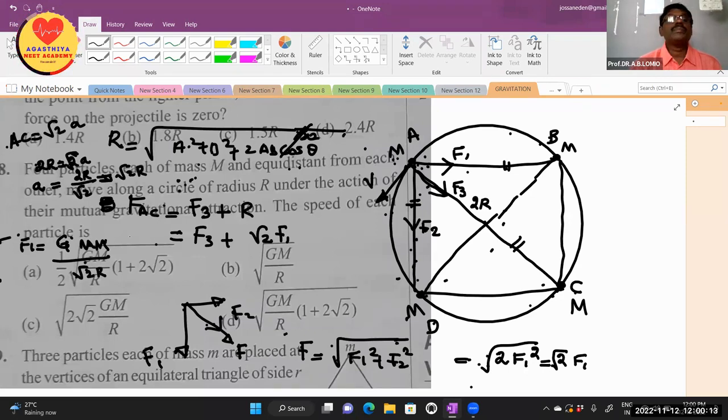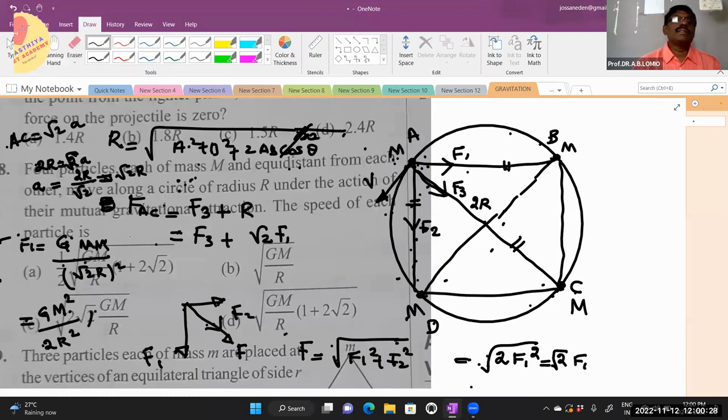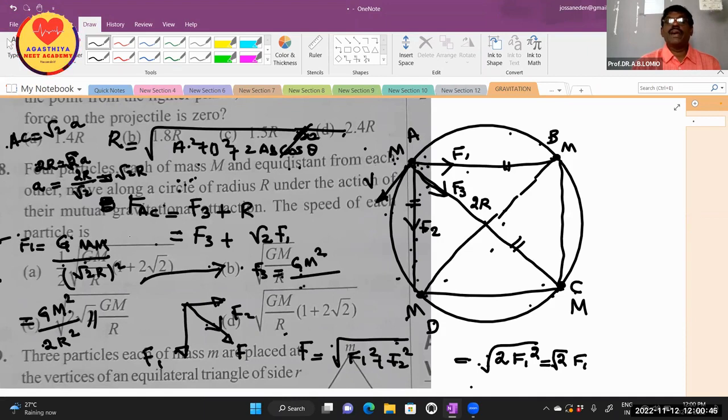Correct? Then we have to square this. It becomes capital G, capital M, M squared, divided by root 2 R squared. This is the value of F1. And then what about F3? Use the same formula. M into M, M squared. The denominator distance here is 2R whole squared. Therefore, GM squared divided by 4R squared.